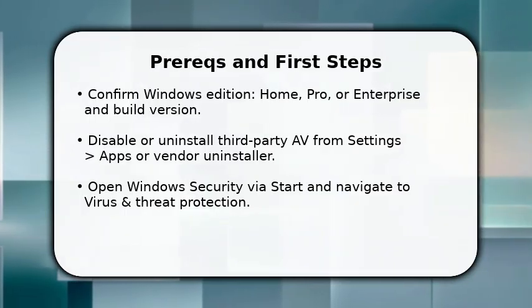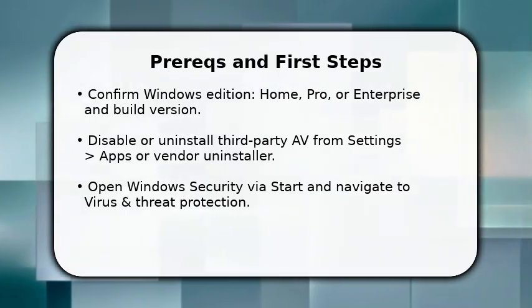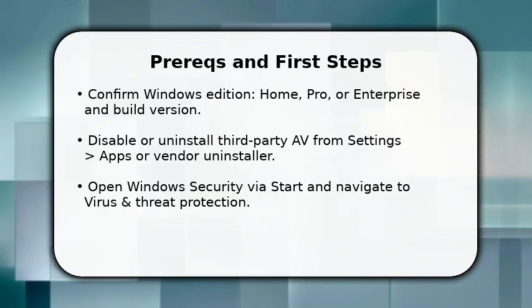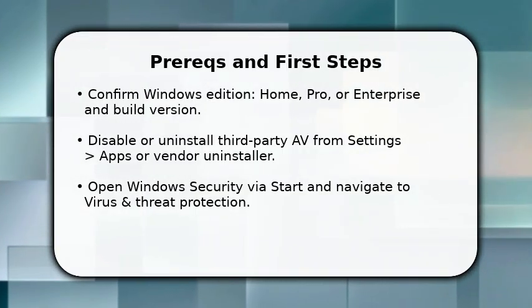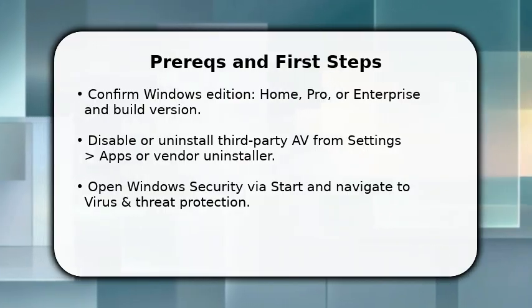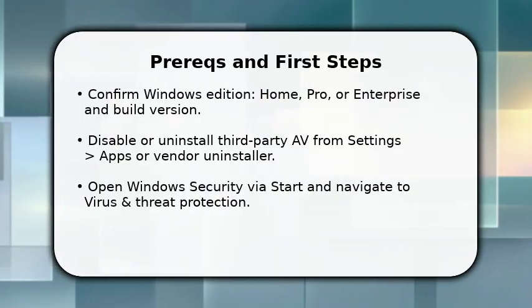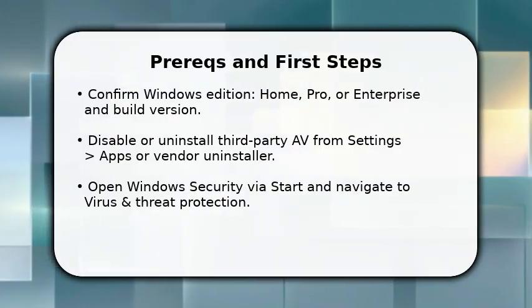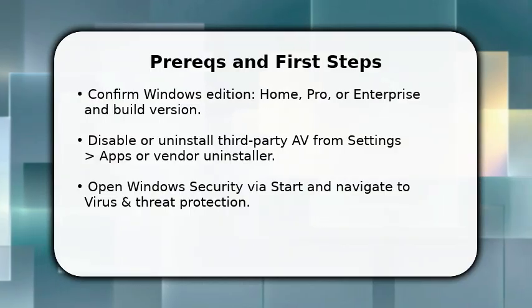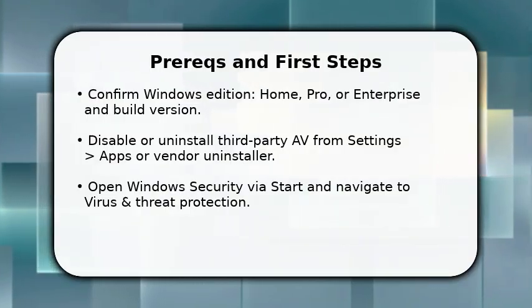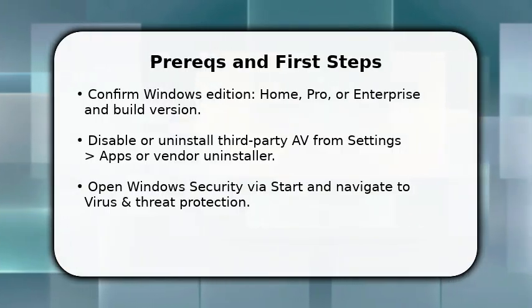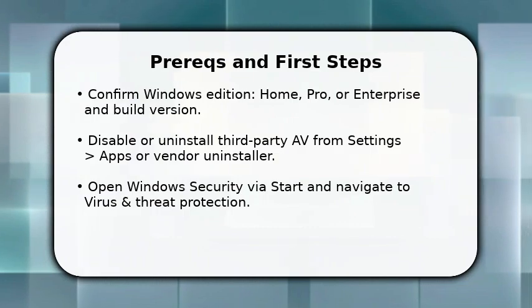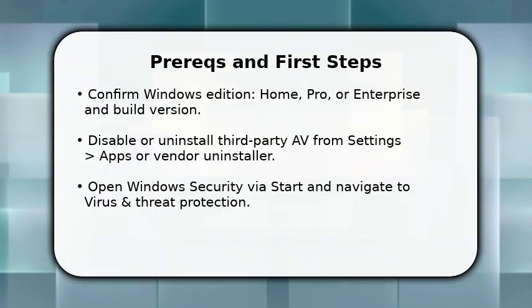You need admin rights and an up-to-date Windows build. Start now. First, verify your edition and ensure any third-party antivirus is fully disabled or removed using its uninstaller so it doesn't keep Windows Defender off. Next, open Start, type Windows Security, and go straight to Virus and Threat Protection. Once there, make sure real-time protection is enabled. These first steps remove conflicts and allow Windows Defender to register as the default security provider immediately.